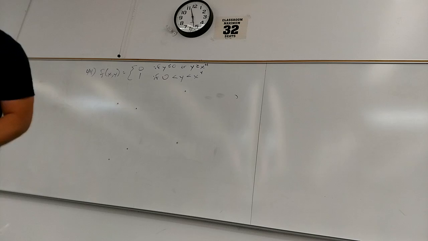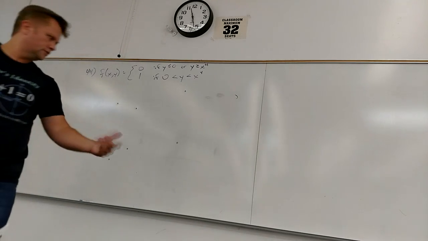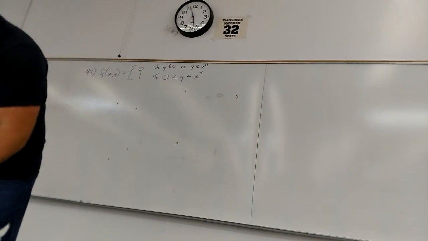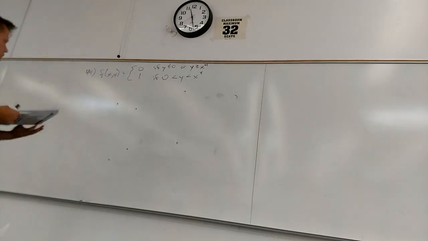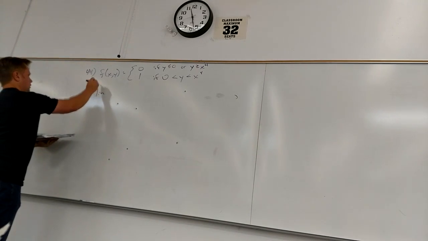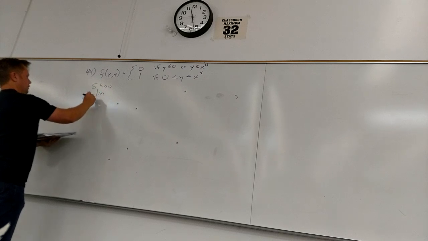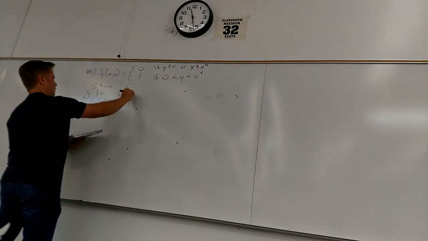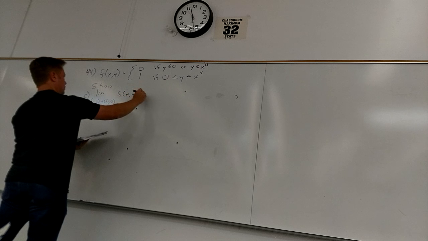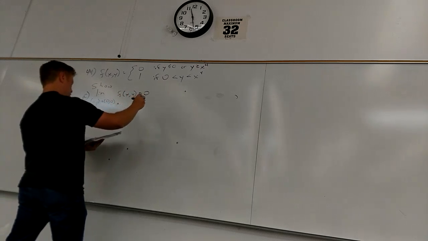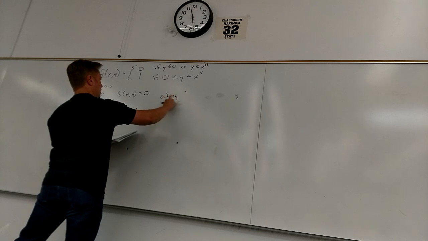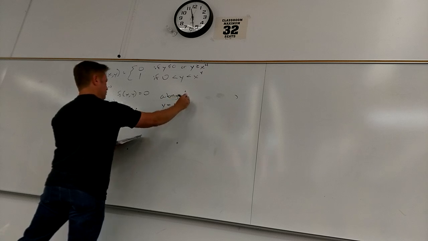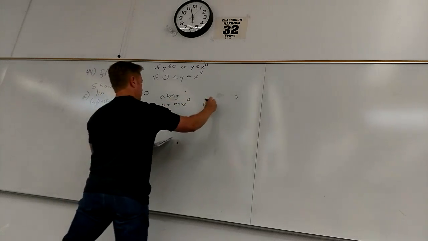So part A says, show that as you approach (0, 0), the limit is 0 along any path y equals mx to the a, where 0 is less than a is less than 4.